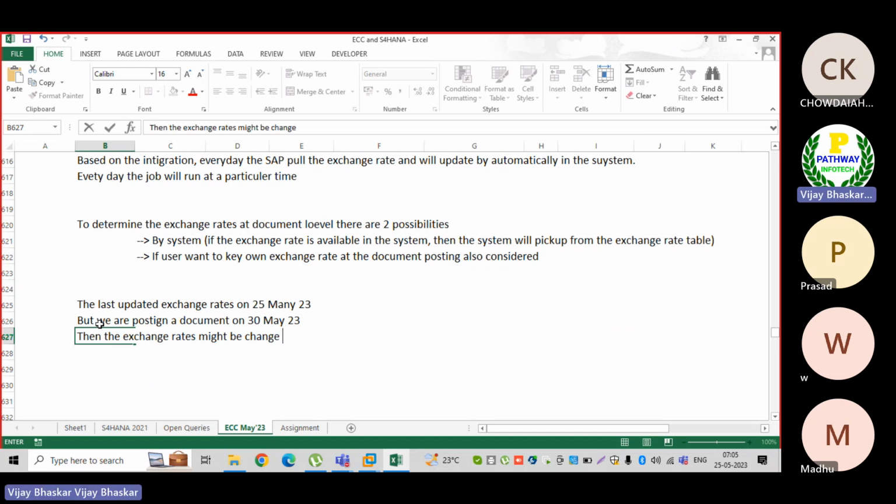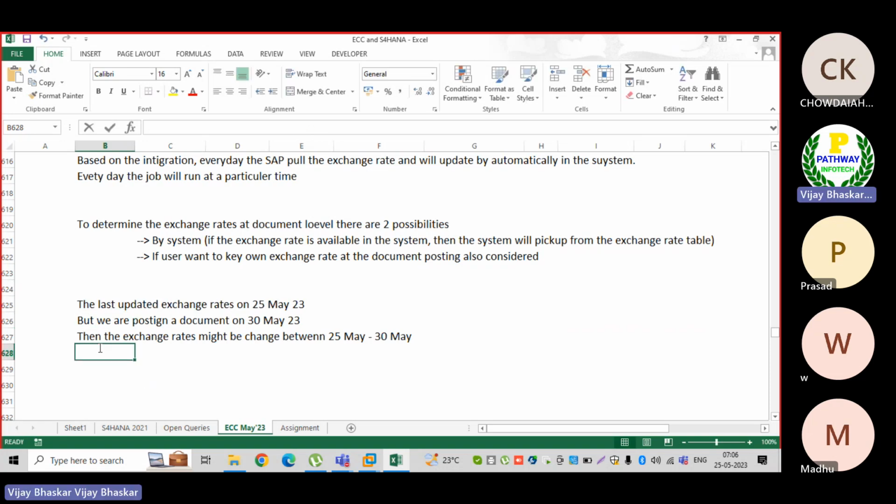Might be changed between 25th of May and 30th of May, because as I said, the exchange rates get changed every day, every minute, every second. But now we have not maintained the exchange rates in the system. Only the last update we have done was on 25th of May.